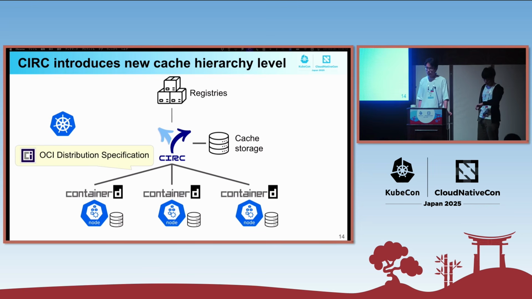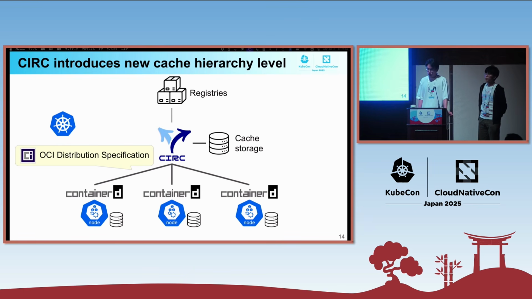CIRC has high compatibility because it adheres to industry standards. CIRC implements OCI distribution specification, a protocol for distributing container images over HTTP. This protocol is standardized by OCI, Open Container Initiative. All major registries implement this specification, and CIRC also implements it. So CIRC continues working steadily when we upgrade containerd.